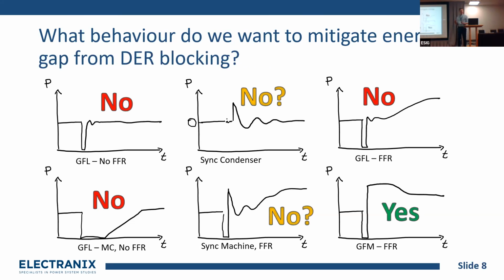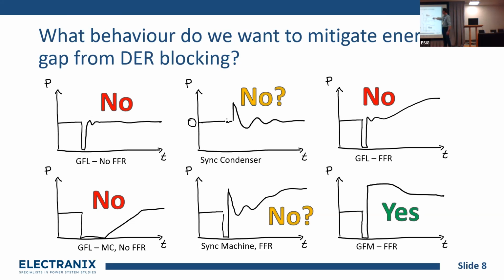Now, to mitigate that energy gap from the DER blocking that we were talking about, same kind of thing. We can throw out the grid following with no FFR. We don't get enough energy right here. Grid following with momentary cessation, no FFR, no good.